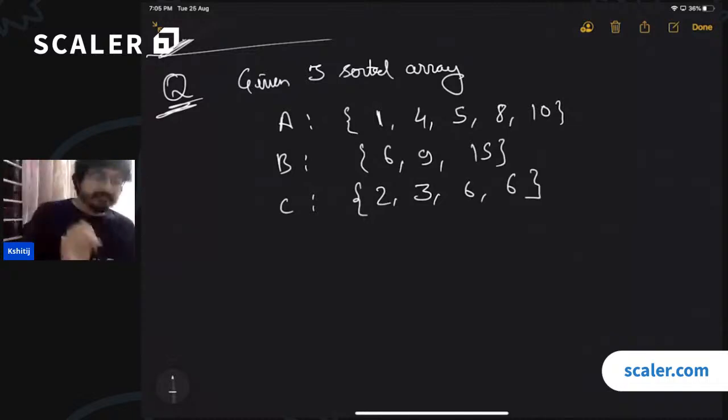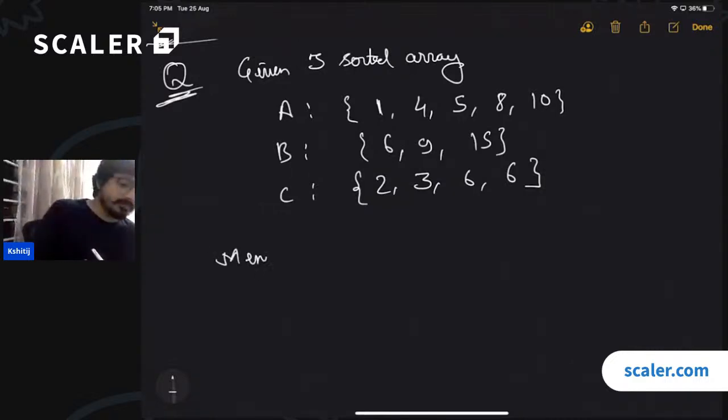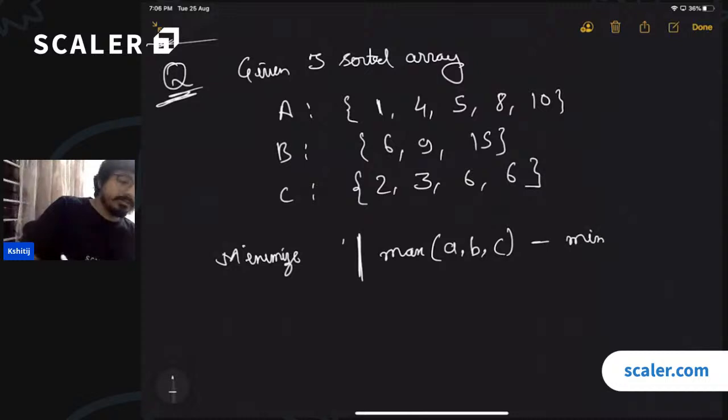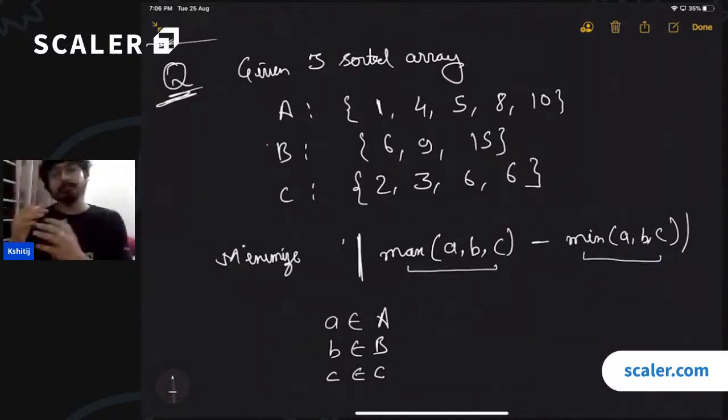You have to find the minimum value of the absolute difference between the maximum of A, B, C and the minimum of A, B, C, where A is any element that belongs to array A, B is any element that belongs to array B, and C is any element that belongs to array C. So basically, you have to choose three elements from these three arrays in such a way that the absolute difference between the maximum of these three elements and the minimum of these three elements is minimum.